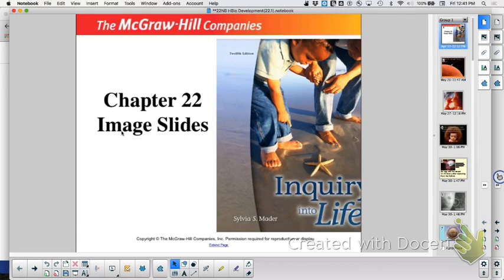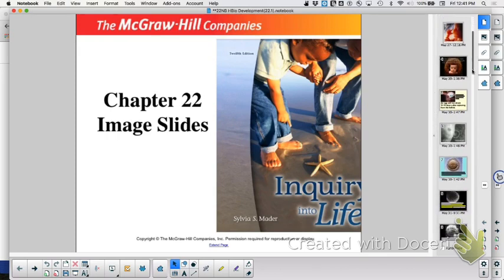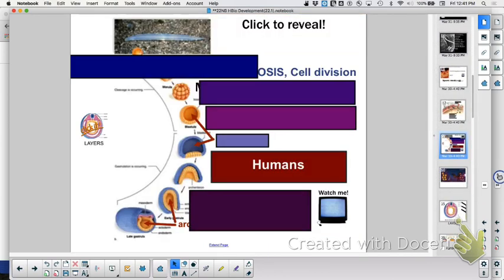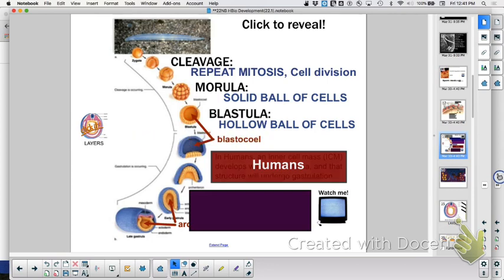Gastrula, you are a layered ball of cells. Know the 3 layers and what comes from each layer, right? Review that. And then a neurula, you have developed the beginnings of your nervous system. Okay, so make sure to review those portions of it. Let me find, it's this slide right here that you would look out for that.